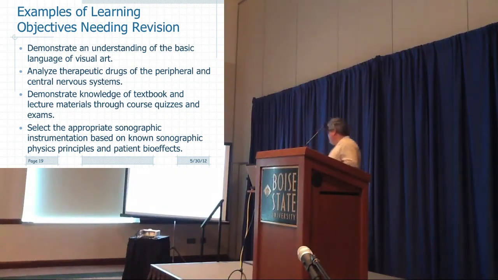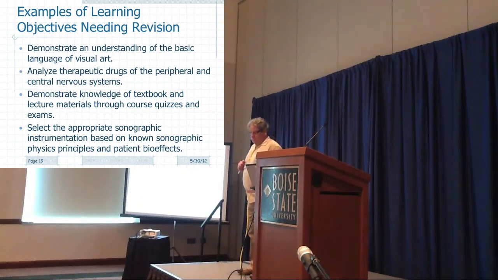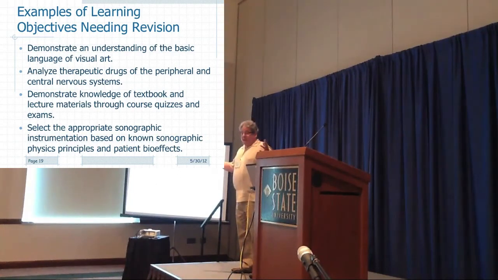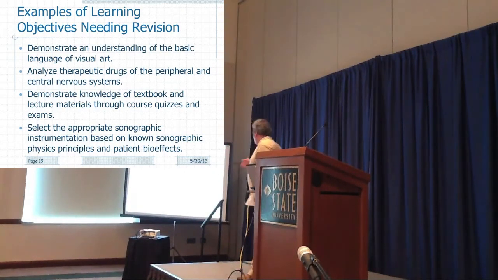How about the next one? Analyze therapeutic drugs of the peripheral and central nervous system. How are we going to analyze them? In what fashion? It's also a pretty broad category of items to analyze. I mean, here's one that probably needs to be broken down into perhaps the peripheral nervous system, the central nervous system, or even further to a certain category of therapeutic drugs, those that have certain effects and those that have other effects. Are we going to compare and contrast? Are we going to analyze their effectiveness, their safety, and in what fashion are we going to analyze these drugs? So it's a broad category and it's vague instruction to the students.